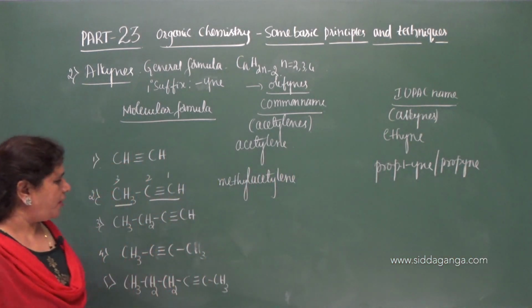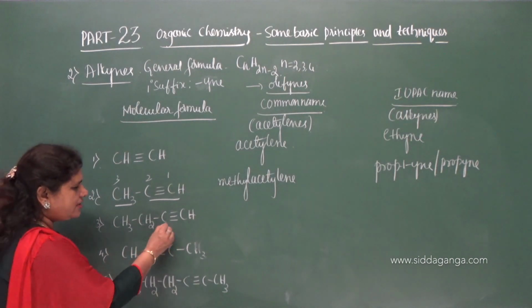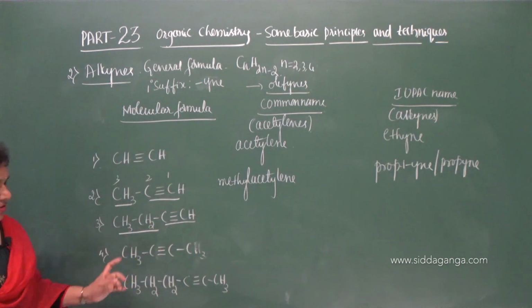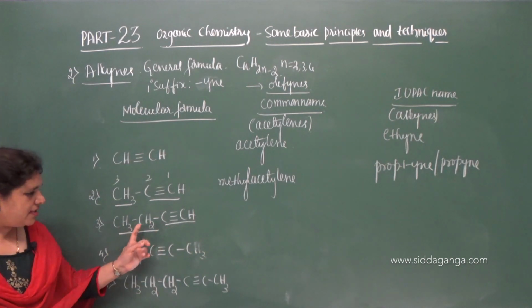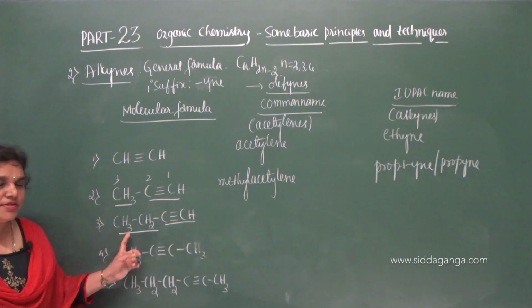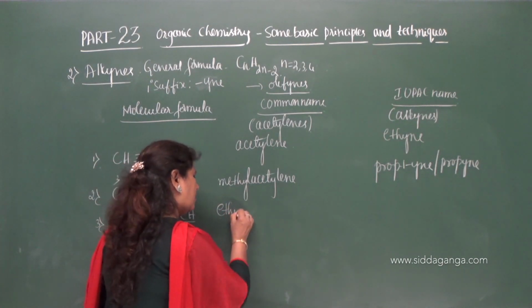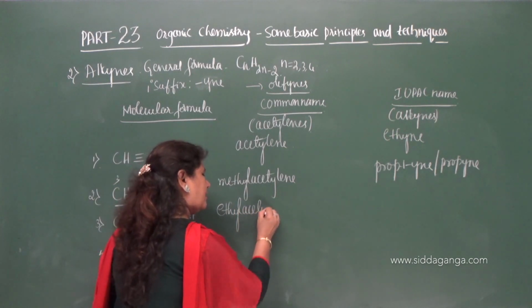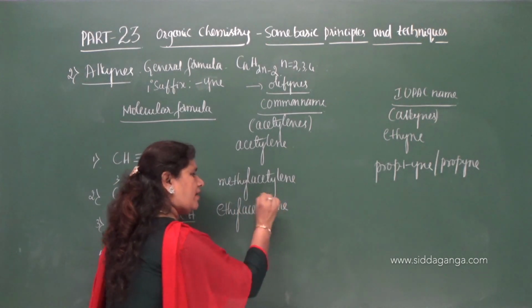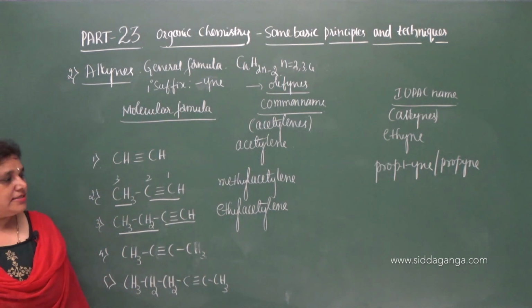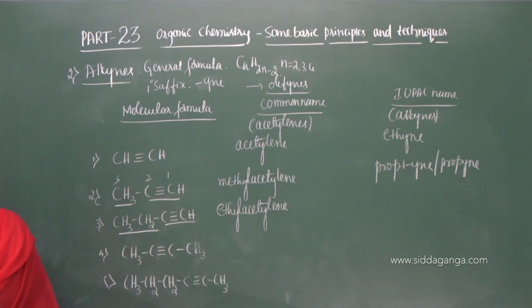Now let us move on to this. This is acetylene, correct? And it is substituted acetylene. What is substituted? CH3CH2, that is, CH2CH3 is an ethyl group, and hence the name is ethyl acetylene. Ethyl substituted acetylene is called ethyl acetylene.